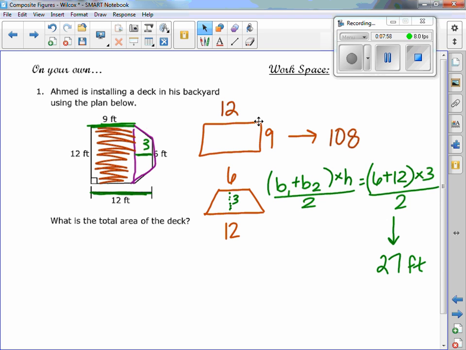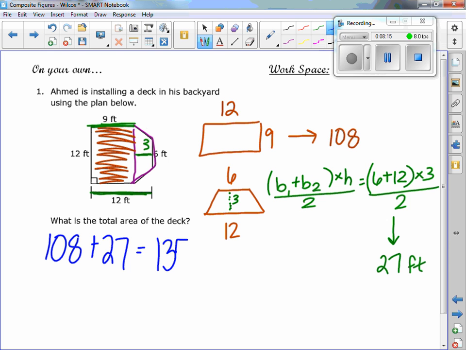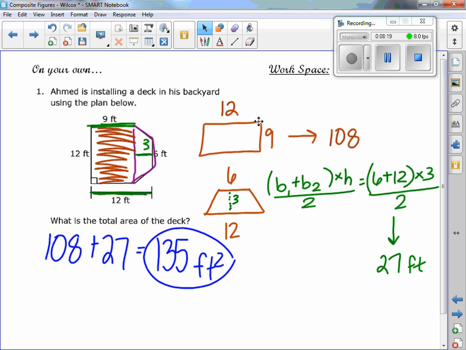So now, if I have my rectangle, which is 108, plus my trapezoid, which is 27, the total area of this deck, the whole composite figure, would be 108 plus 27 to give you a total area of 135 feet squared. Don't forget to label. It's still just area that we found. We just ended up taking them as 2 separate shapes, 2 separate figures, and then adding their areas together.